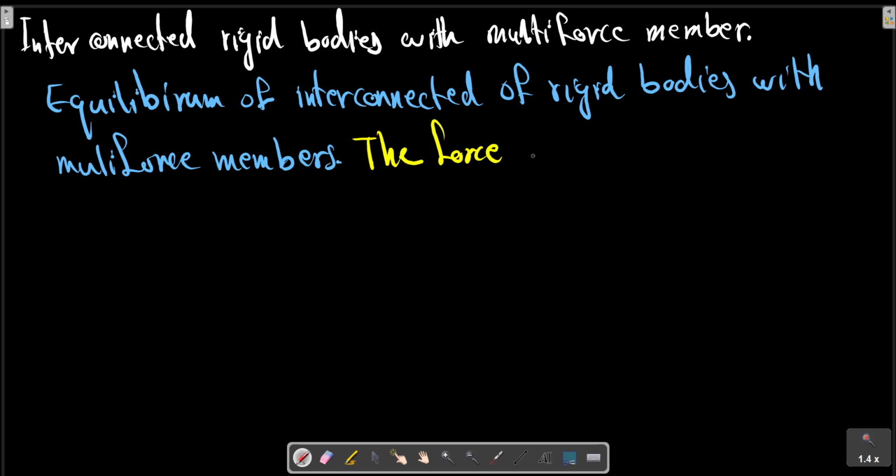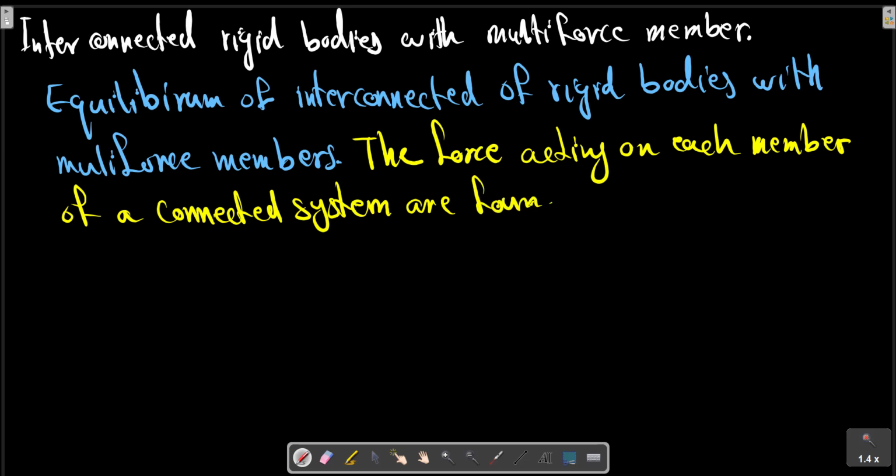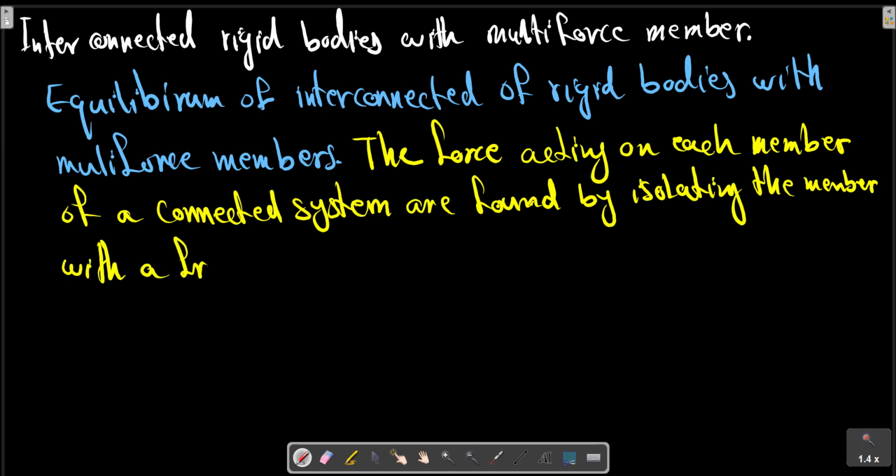The forces acting on each member of a connected system are found by isolating the member with a free body diagram and applying the equations of equilibrium.